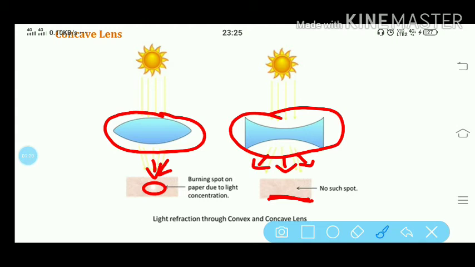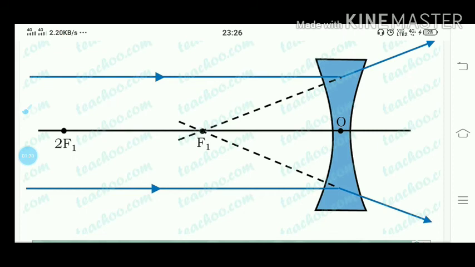Now, we'll discuss the characteristics and location of the image for a concave lens. To determine the location and characteristics of the image, in the first case, we will consider when the object is at infinity. For this, we will consider two incident rays.